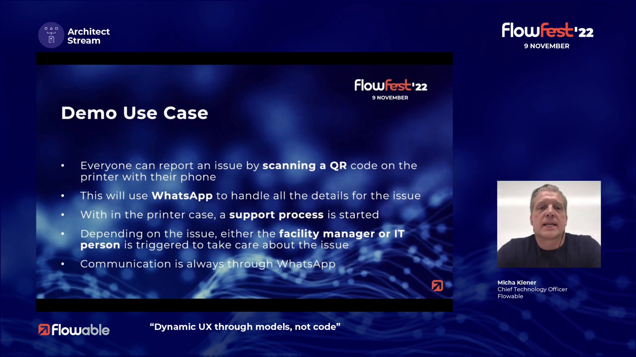Now, everybody can actually report an issue. And what I came up with was you can attach a QR code to each printer. And if you scan that QR code with your phone, everything else is fully automatic. So it basically uses WhatsApp as a channel, scans the QR code, sends some information to Flowable, which will actually then look up that particular printer because that's encoded obviously into the QR code, and then start a support case or support process, should I say.